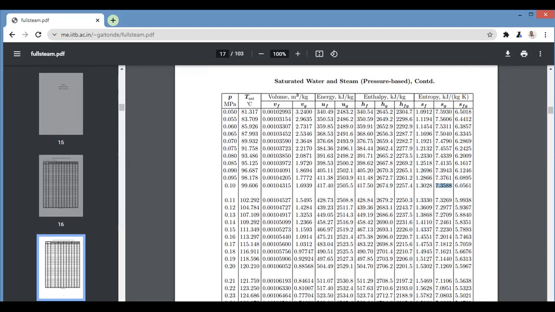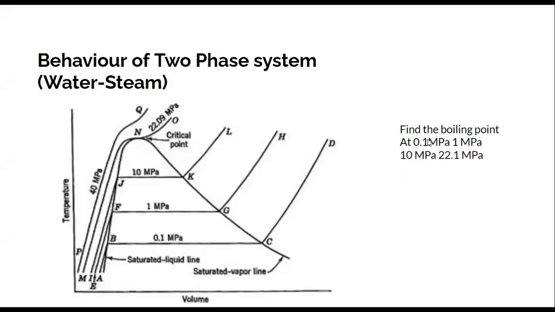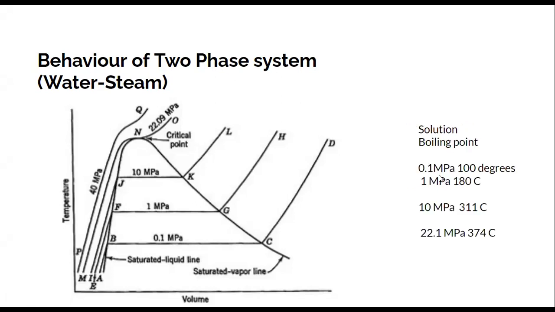So this way we can refer to the steam tables and get the properties. Now you can solve this: find the boiling point at 0.1 megapascal, that is 1 atmospheric pressure, 1 megapascal, that is 10 bar, 10 megapascal, that is 100 bar, and at the critical point. You can find the saturation temperatures easily, and you can check the answers. At 0.1 megapascal, it is 100 degrees centigrade. At 1 megapascal, it is 180 degrees centigrade. At 10 megapascal, it is 311 degrees centigrade. And at the critical point, it is 374 degrees centigrade, which I had already shown you using the steam tables.